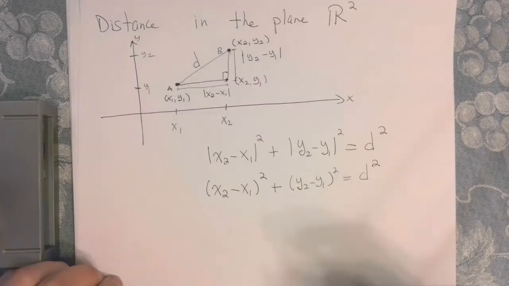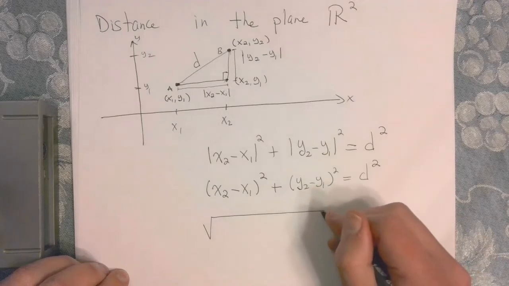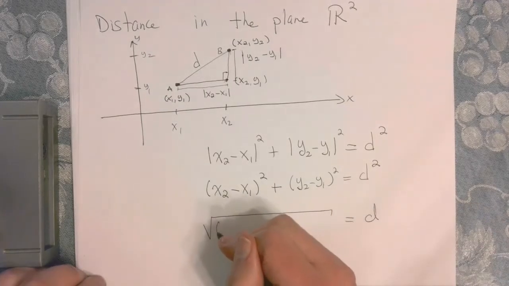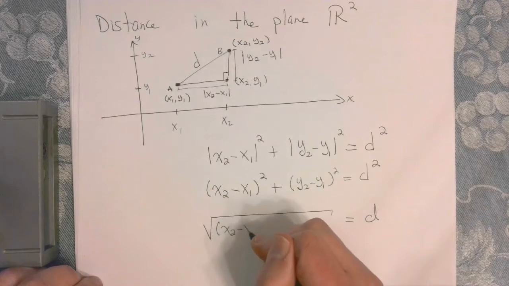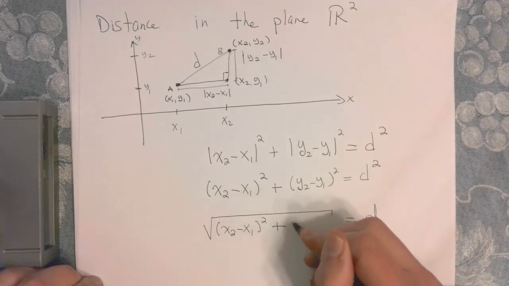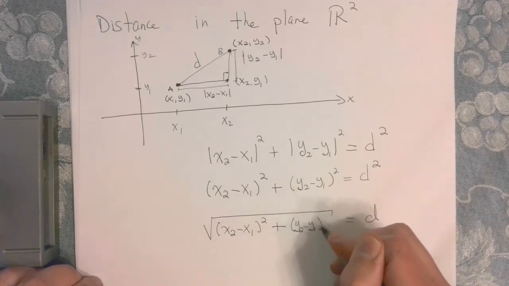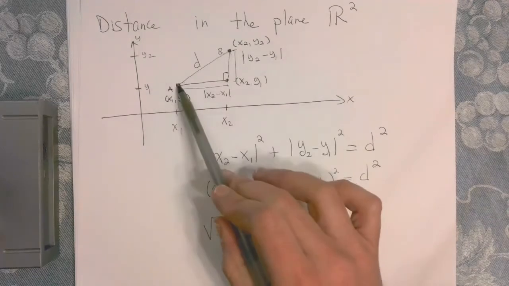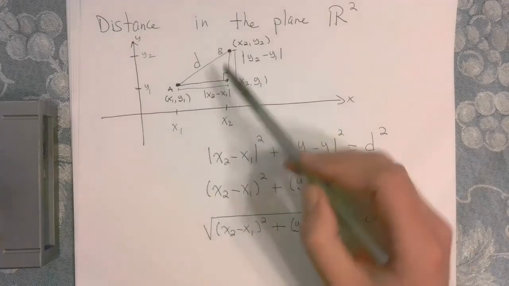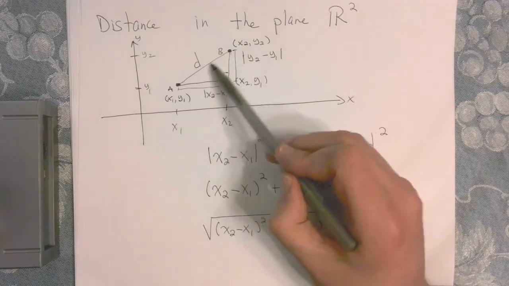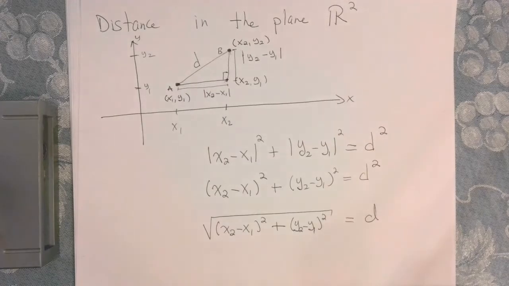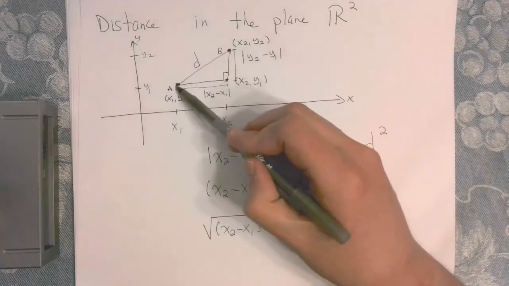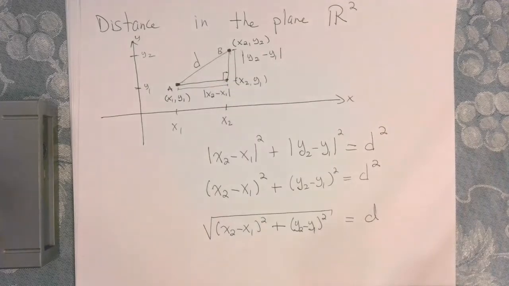And by algebra, we can solve for d. So by taking the square root of both sides, I get the square root of x2 minus x1 quantity squared plus y2 minus y1 quantity squared. And that's our distance formula. So that's in some sense like our math measuring tape in the plane. That's going to give you the distance from one point to another point in the plane. And that's the distance specifically if I connect by a line segment. There are other ways in calculus to compute a distance if I were to connect by a curve, but that's a whole different matter for calculus.